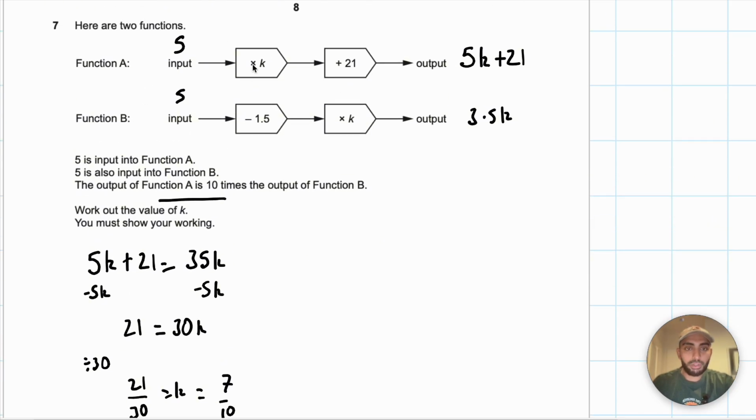If you want to check this, you could swap this out with 0.7 or 7 over 10, and you should get an answer 10 times larger than this one.